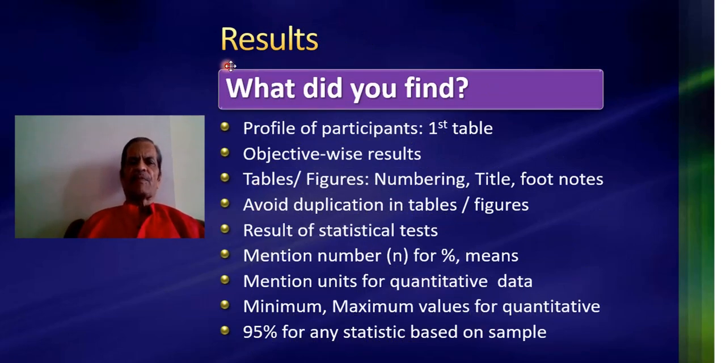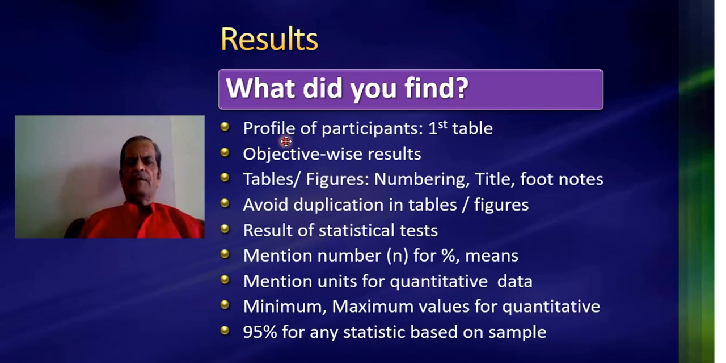Then comes the results. Some journals expect, instead of results, the subtitle as observations. So it could be results or observations. Therein you have to mention what you found. In the text, you should mention what exactly you found.